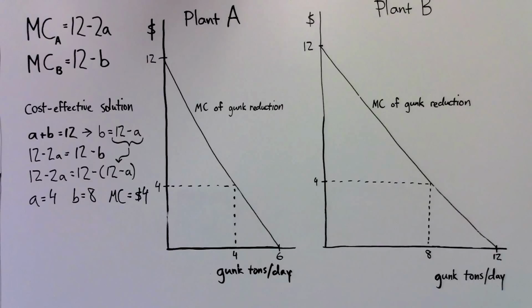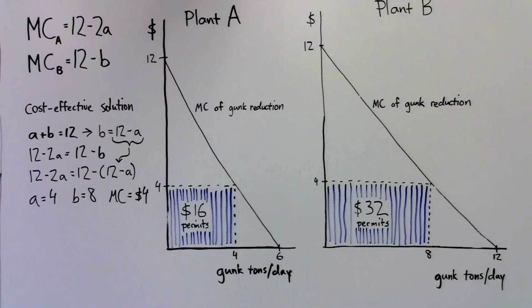Plant A would purchase 4 permits and pay the government $16, and Plant B would purchase 8 permits and pay the government $32. This outcome is identical to the $4 gunk tax in the previous example. The main difference is that by placing a cap on the total amount of gunk that can be emitted by the 2 firms, the city of Springfield can ensure that total gunk levels will immediately fall to 12 tons per year, without knowing the marginal cost of both firms.